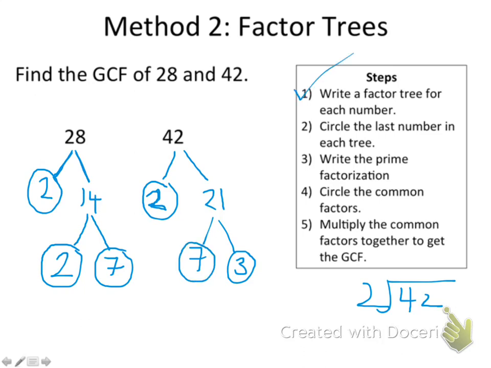So we've written a factor tree for each number, and we've circled the last number in each tree. The next step says write the prime factorization. Prime factorization is just a fancy way of saying write the circled numbers together so that they multiply together. I'll show you what I mean. 28 is equal to 2 times 2 times 7. So I'll write 2 times 2 times 7. And that's true. If you take 2 times 2 times 7 and multiply it together, you will get 28.